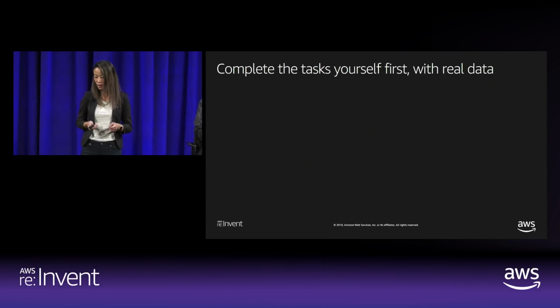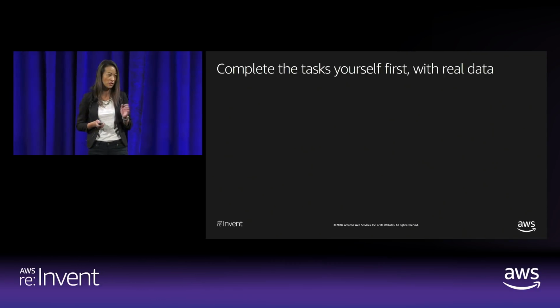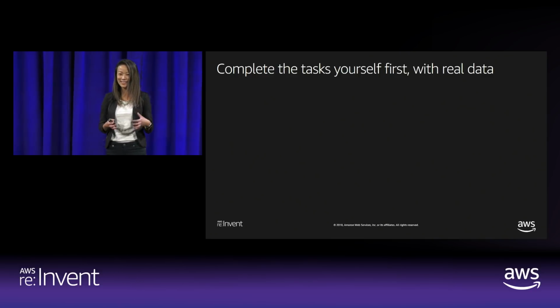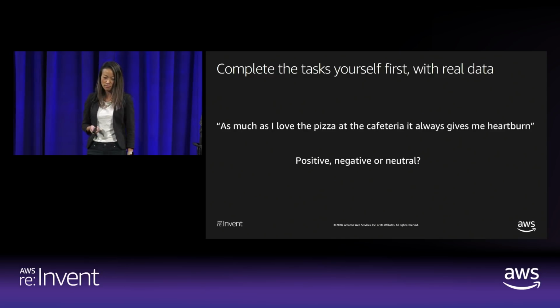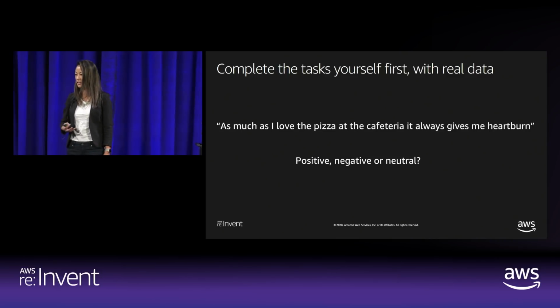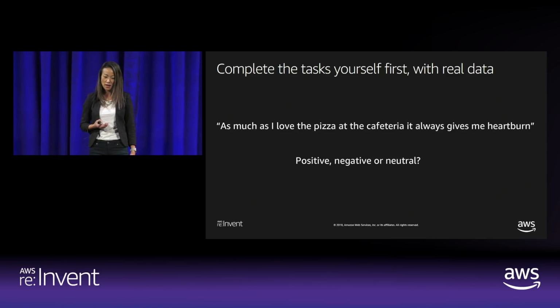Work on the task yourself with real data. I think Jeff mentioned this a little bit earlier too, which is task ambiguity. So you're designing your task in your head and you're thinking, yeah, the instructions are pretty clear. I want to have you give me the sentiment of this tweet. But then you start going through your real data, and you're like, oh my goodness, actually it's not as clear as I thought it would be. Perhaps I need to add more information about what I actually want from workers.